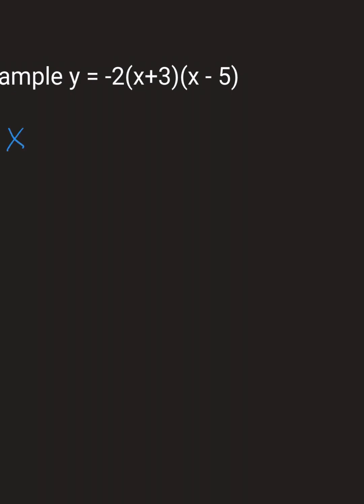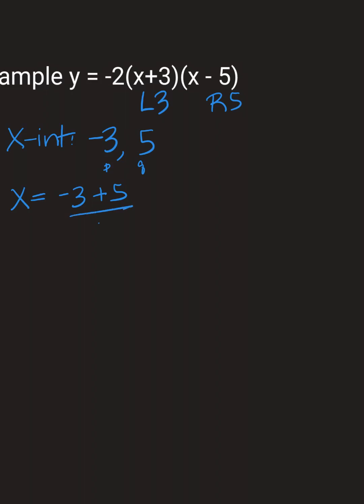My x-intercepts are P and Q. And this is left 3, right 5. And so left 3 would be -3, right 5 would be +5. So those are my x-intercepts. My axis of symmetry is x equals P plus Q, this is P, this is Q, divided by 2. So x equals 2 divided by 2. So x equals 1. That's the axis of symmetry.